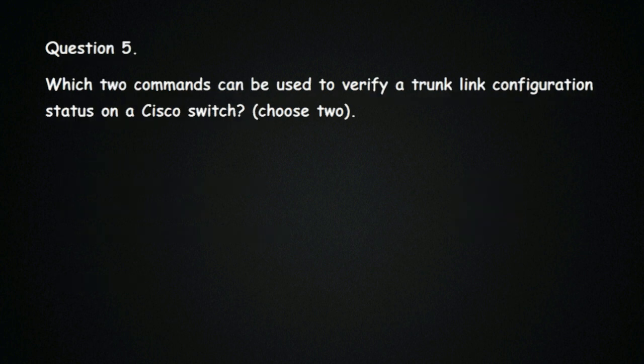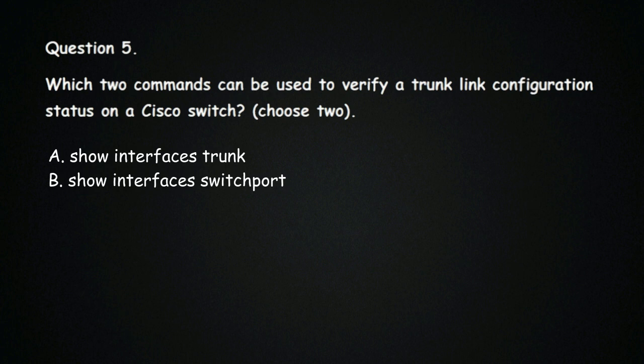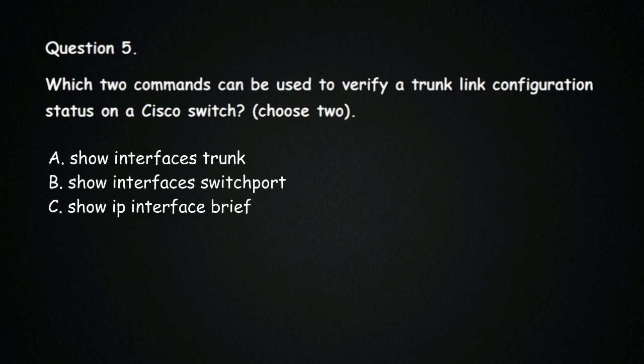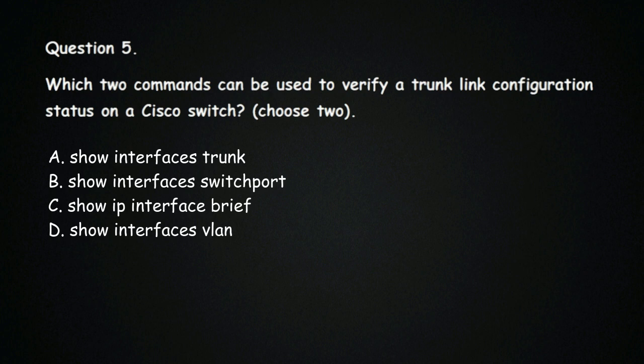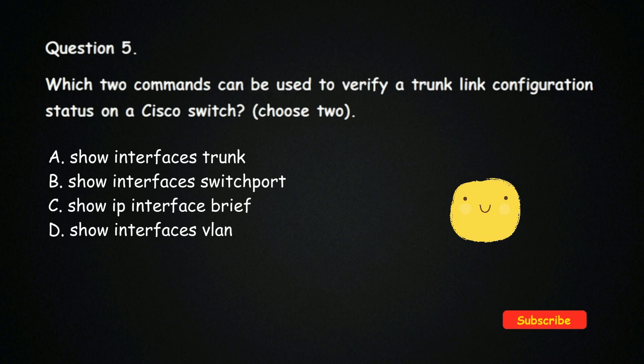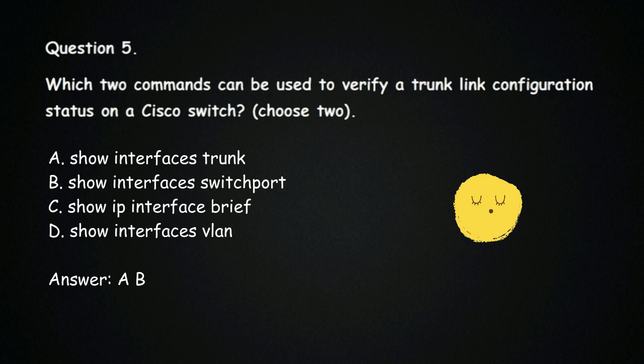Question 5. Which two commands can be used to verify a trunk link configuration status on a Cisco switch? Choose 2. A. Show interfaces trunk. B. Show interfaces switch port. C. Show IP interface brief. D. Show interfaces VLAN. Answer is A and B.